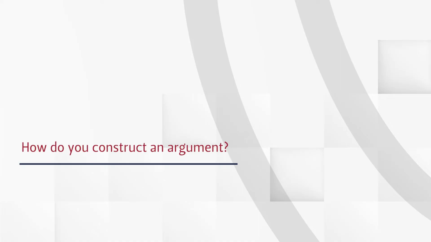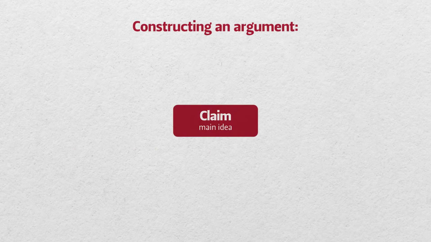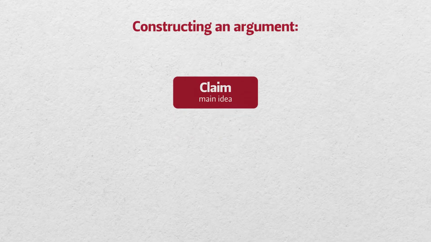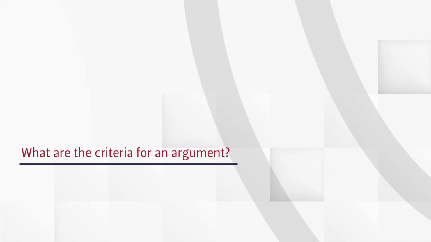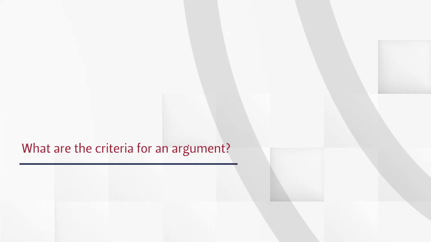Now that we've discussed the importance of argumentation in academic writing, let's have a look at how to construct an argument in academic writing. In academic writing, an argument is usually a main idea, which is often called a claim, and that is backed up with evidence that supports that idea. In most of your assignments, you'll need to make some sort of claim and use evidence to support that claim. This begs the question, what are the criteria for an argument in academic writing?